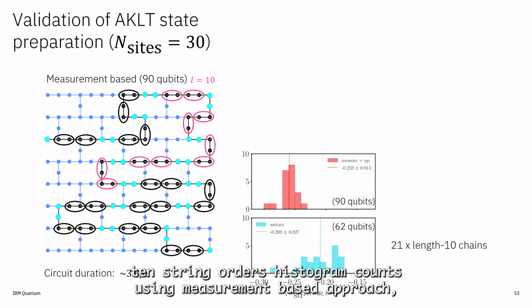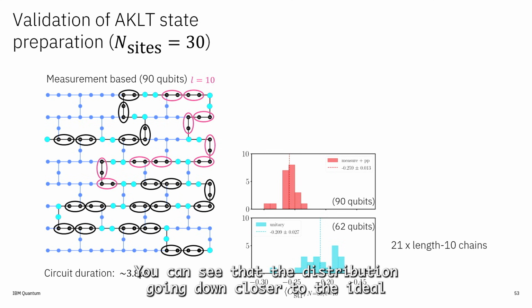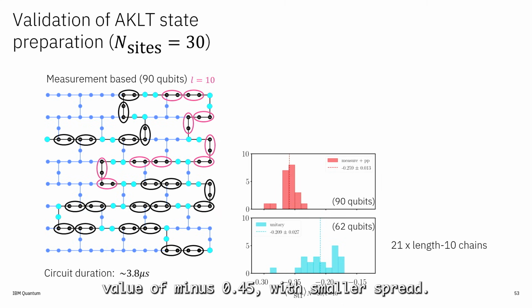Looking at length 10 string orders histogram counts using the measurement-based approach, you can see the distribution going down closer to the ideal value of minus 0.45 with smaller spread.